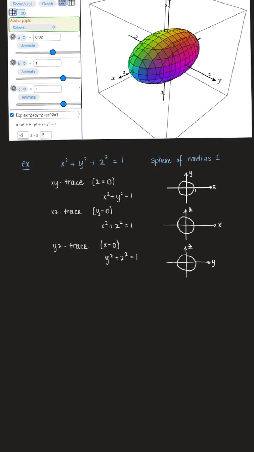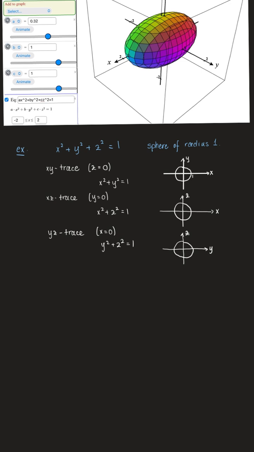So if we, for example, let's do this one in a different color. Let's suppose that our value of A is 2. So we have a 2x squared. We're going to leave the coefficient of y squared as 1 and the coefficient of z squared as 1 and still have d equal to 1. Well, this can be thought of as x squared over 1/2, because dividing by half is the same thing as multiplying by 2, plus y squared plus z squared equals 1.